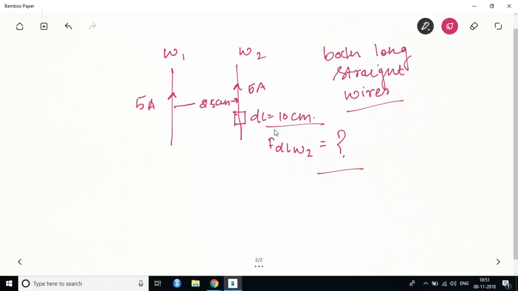One more minute, guys. Start giving me answers. If you want the formula, the formula is F is equal to mu naught I1 I2 dl divided by 2 pi d. Some mistake, Sri Hari.